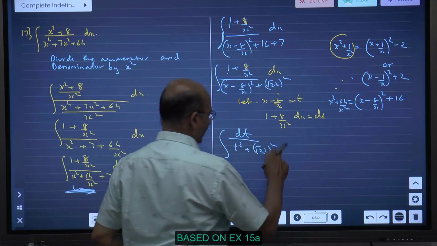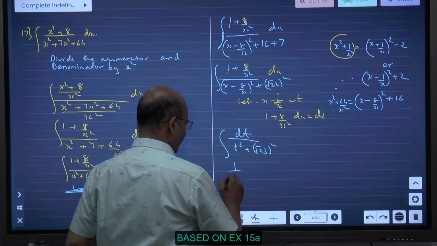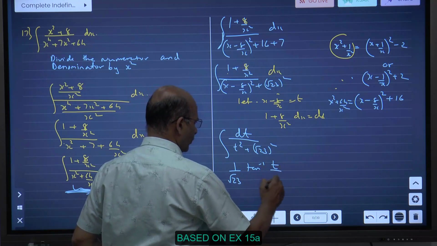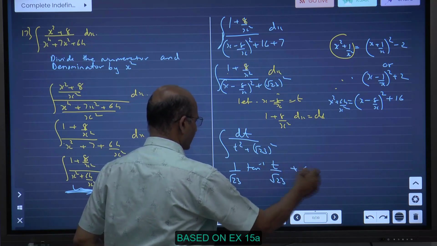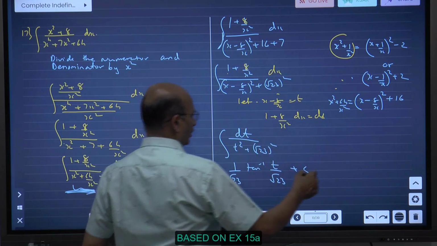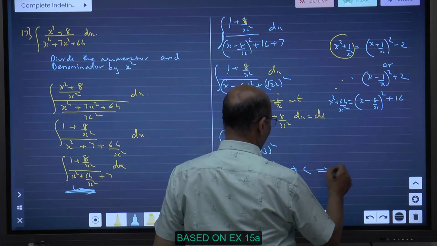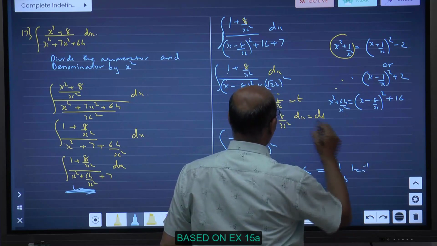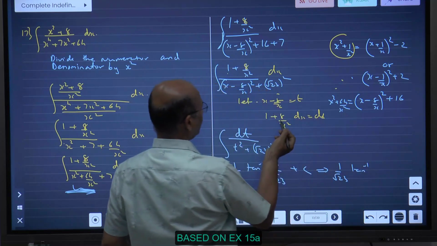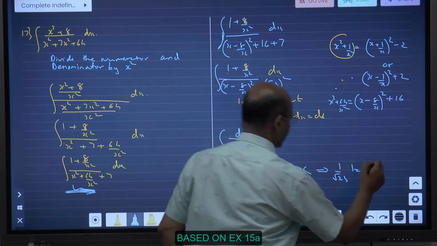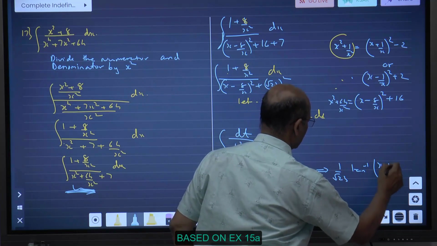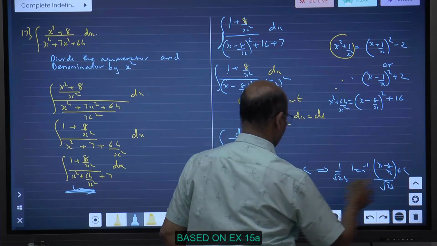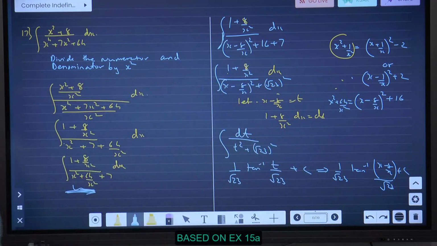So this is the x square plus a square formula. So 1 by a tan inverse t upon root 23 plus c. Now replace t. So this will imply 1 by root 23 tan inverse t. What is my t here? x minus 8 upon x, plus c. Okay, got the point.